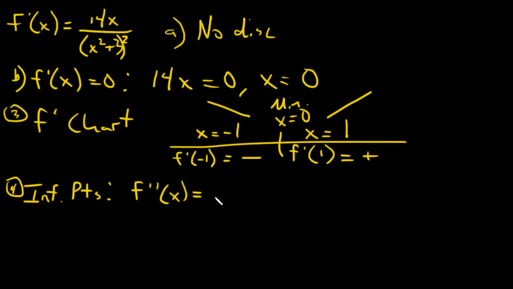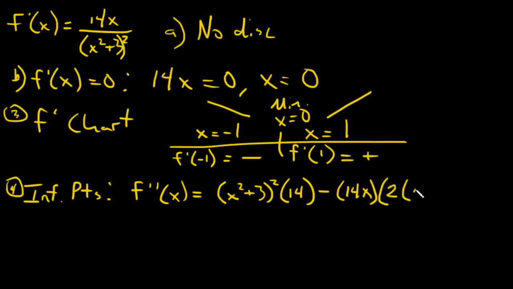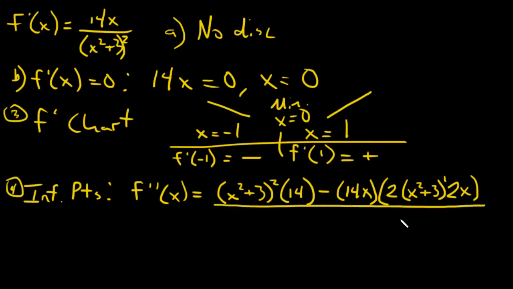It's another quotient, so we're going to do the bottom untouched, (x squared plus 3) quantity squared, times the derivative of the top, 14, minus the top untouched, 14x, times the derivative of the bottom. This is going to be a chain rule. It's a power rule that kicks in the chain rule, so it's going to be 2 times (x squared plus 3) to the first power times the derivative of the interior, 2x. And all of that is going to be over the bottom squared, so now we're going to have (x squared plus 3) to the fourth power. So there we have it.